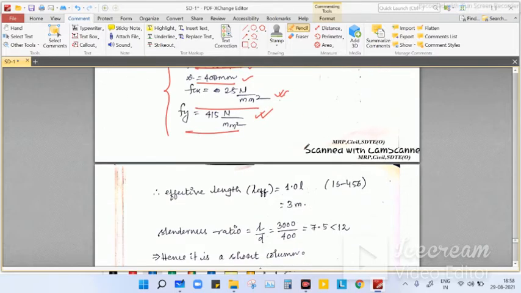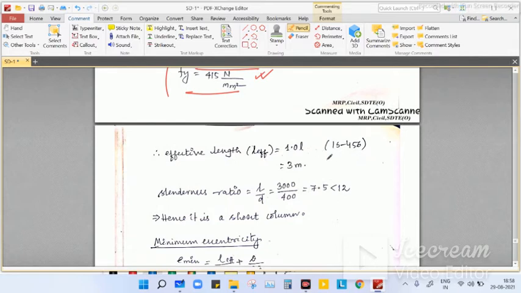As you know, both the ends are hinged, so effective length is 1L as per IS 456, so L effective is 3 meter. So slenderness ratio lambda is L effective by D, that is the least lateral dimension. So 3000 by 400, that is 7.5, and this is less than 12, so this is a short column.